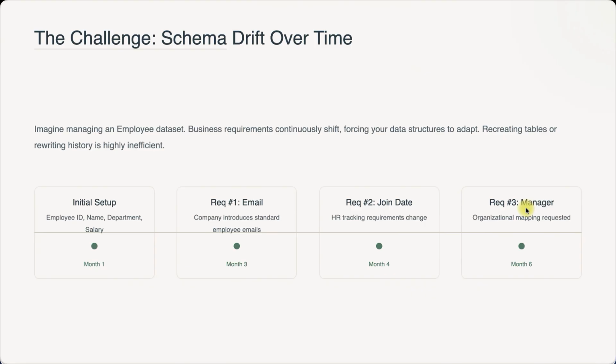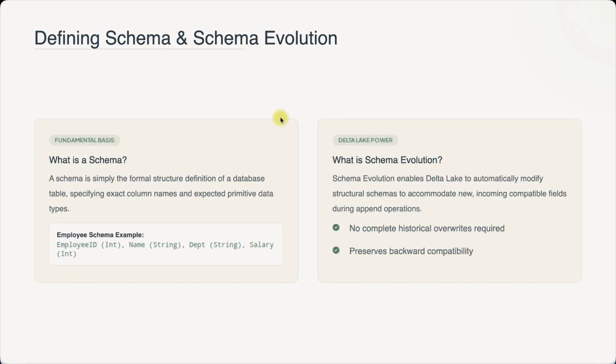Now let's get started. Before we jump into schema evolution, let's first understand what the schema actually is. The schema is simply a blueprint or a structure of a table. It defines what columns exist and what data types they hold. For example, an employee table looks like employee ID, this is integer data type, name string data type, department string data type, and salary also string data type. This is the structure of the schema.